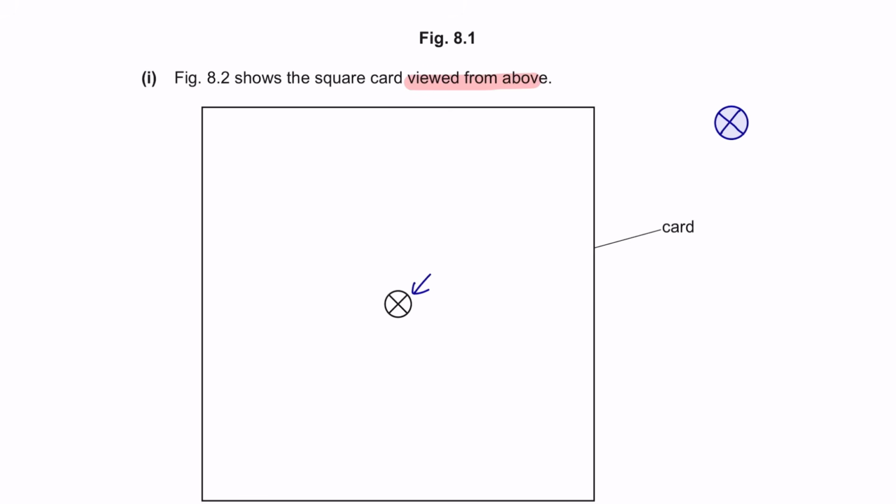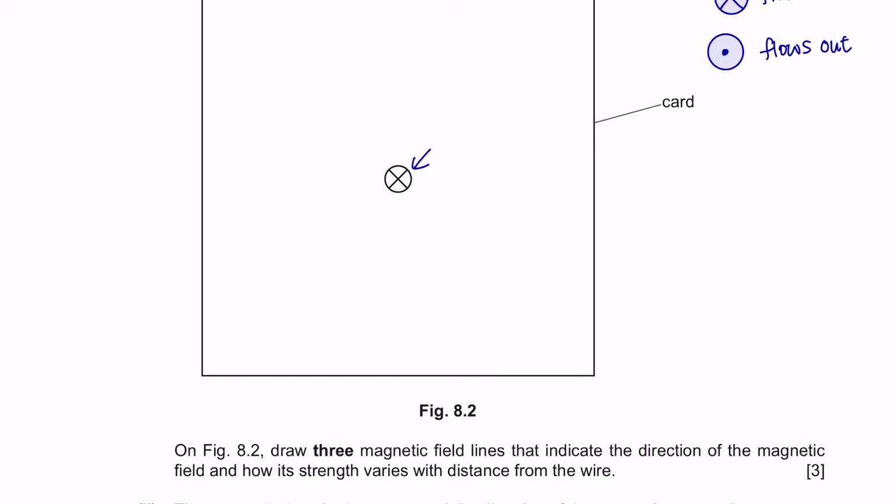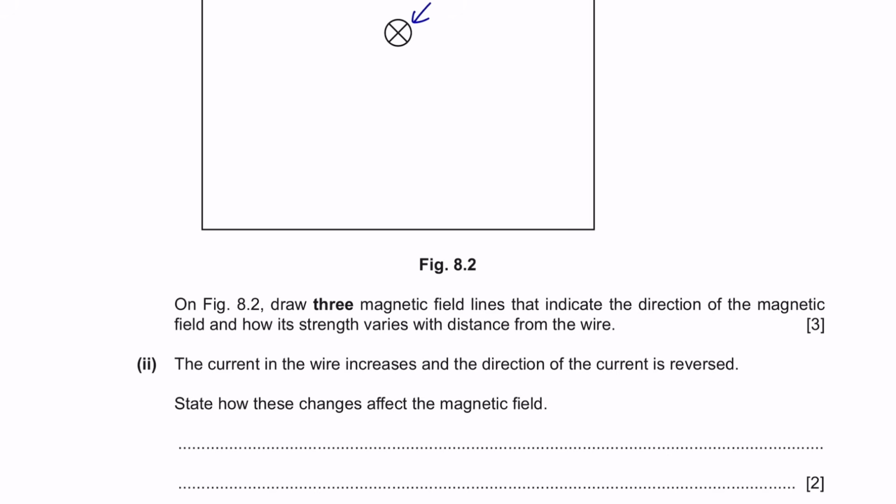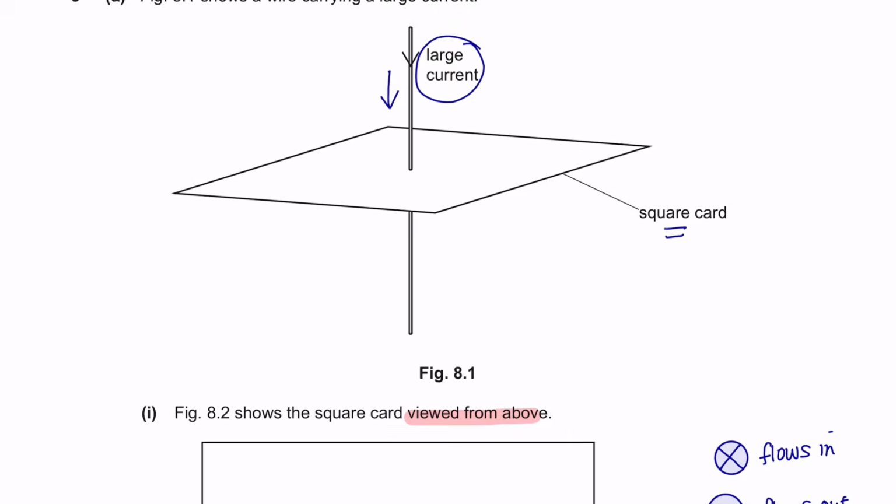When the current flows in, this is the symbol. And when the current is flowing out, you would see a dot. So on figure 8.2, draw 3 magnetic field lines that indicate the direction of the magnetic field and how its strength varies with distance from the wire. Okay, so let's look back at this diagram.